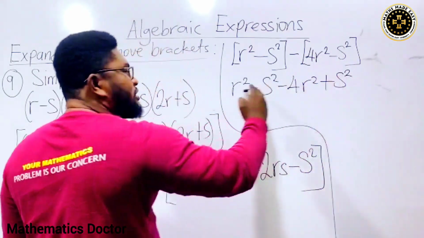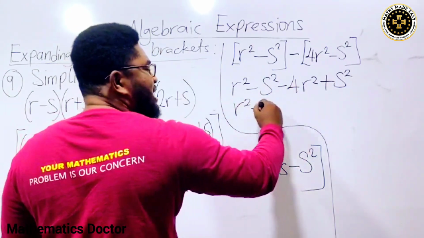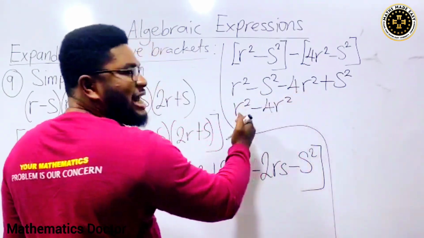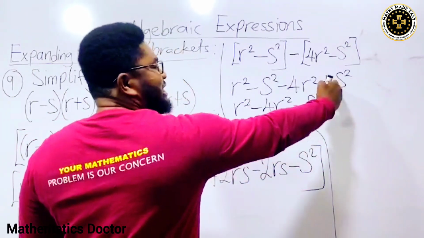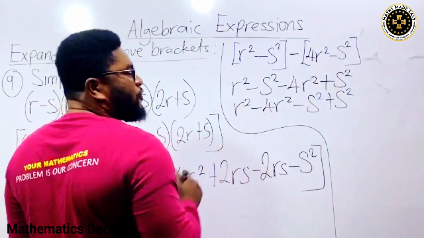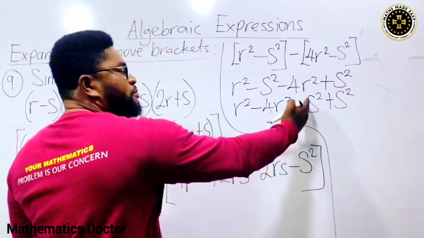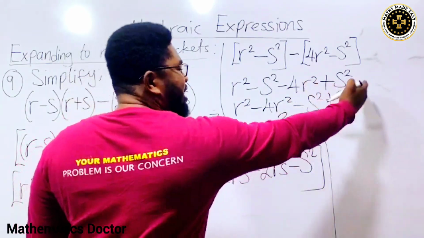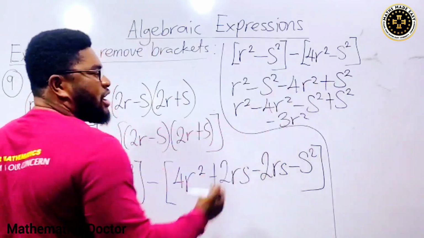Now group like terms. I have r squared here, and the like term is minus 4r squared. They are like terms. Then I have minus s squared with a like term of positive s squared. Now, r squared minus 4r squared will give me minus 3r squared. Then minus s squared plus s squared gives me 0. So our final answer will be minus 3r squared.